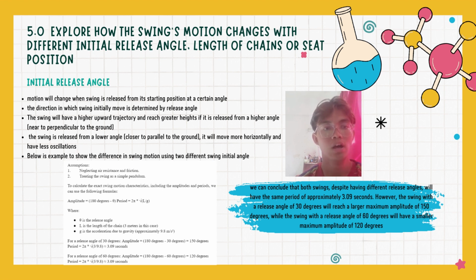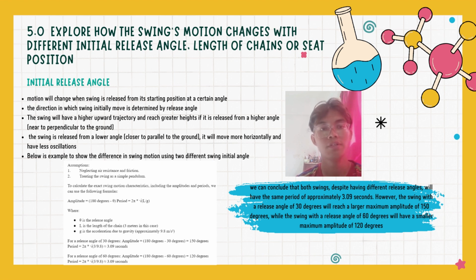Okay, for a release angle of 30 degrees, amplitude is 180 degrees minus 30 degrees, equal to 150 degrees. For the period, we will get 3.09 seconds. For the amplitude of 180 degrees minus 60 degrees, we will get 120 degrees. For its period at 60 degrees, we will get 3.09 seconds, same as for the 30 degrees.